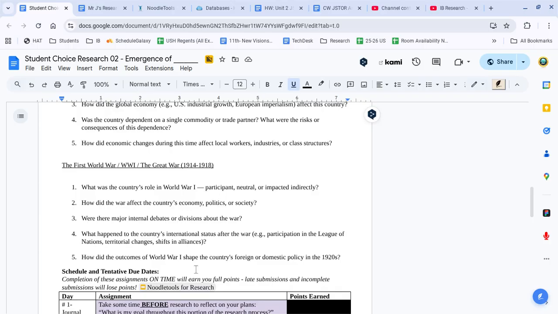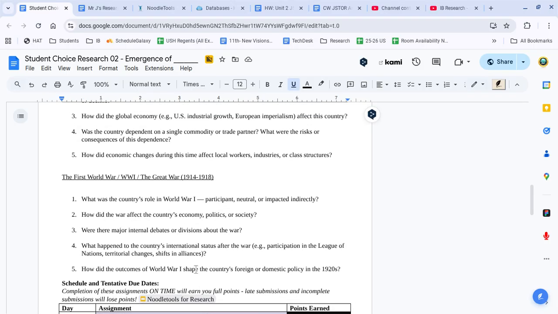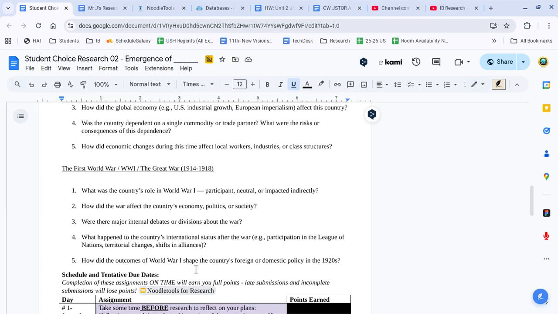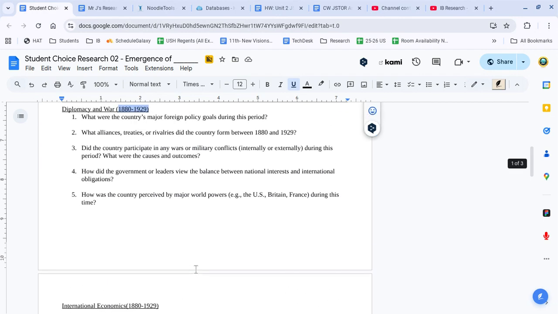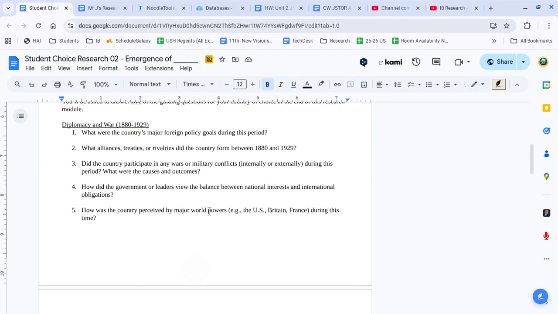You're going to have a choice here with economy, politics, or society. What were the different perspectives about the war? And what changed for your country's international status? Did they join the League of Nations? Or did they lose or gain allies based off of the war? Or were their allies strengthened or weakened? So you have some choices within these topics. So you want to read through these carefully here, okay?